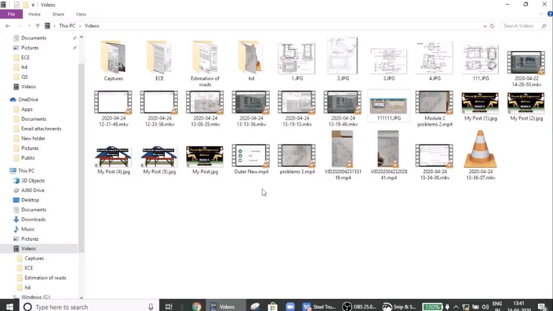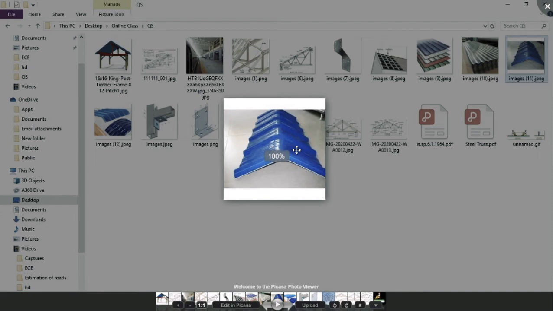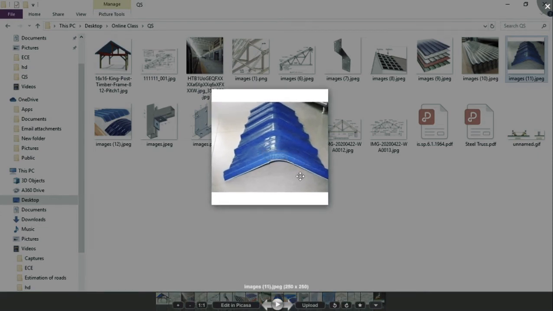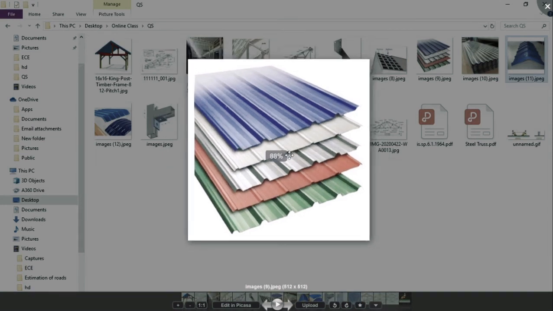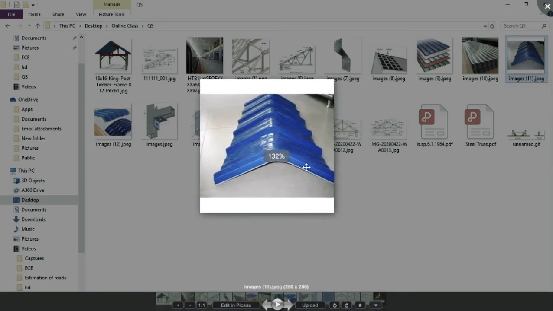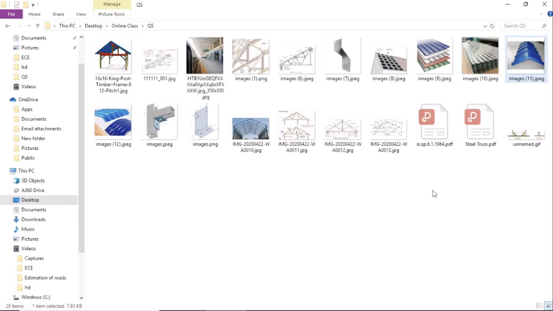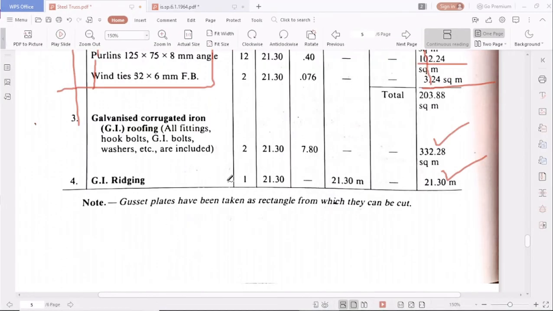I'll show the ridging again. So these are the corrugated GI sheets, and in the next image, this is the ridging, which has been installed at the top of the principal rafter at the apex. Now we'll go to the next calculation. GI ridging 1 into 21.30, which is 21.30.